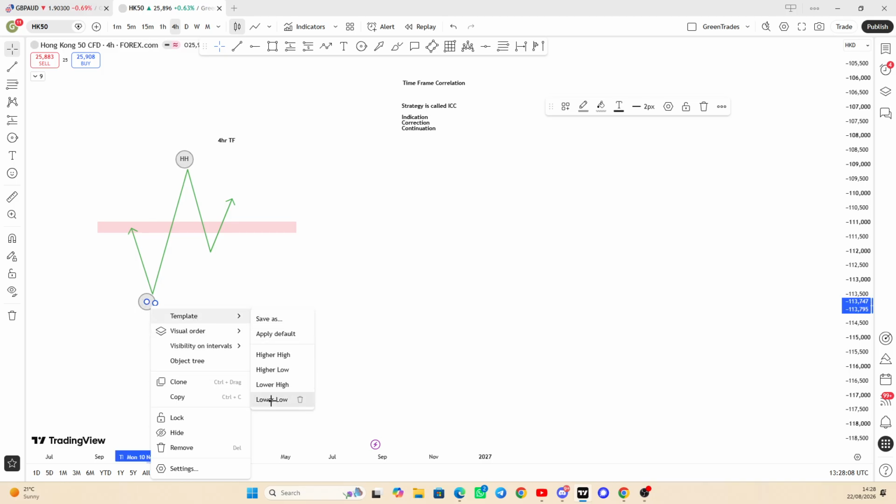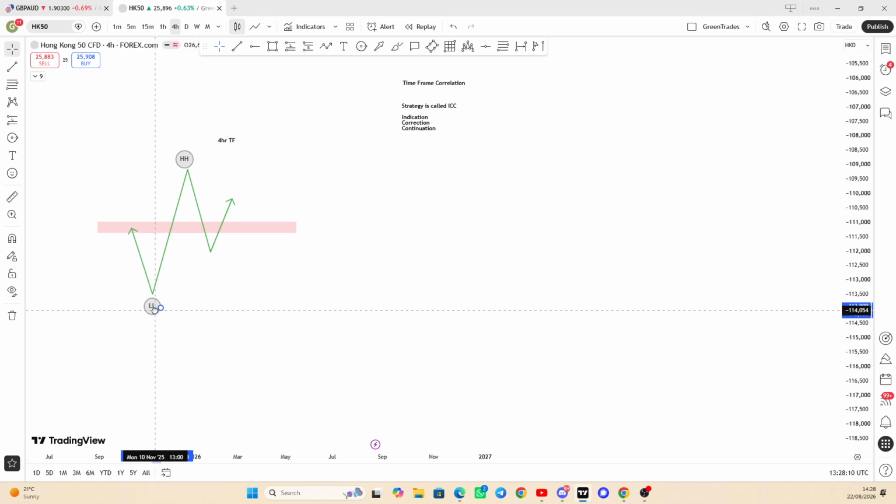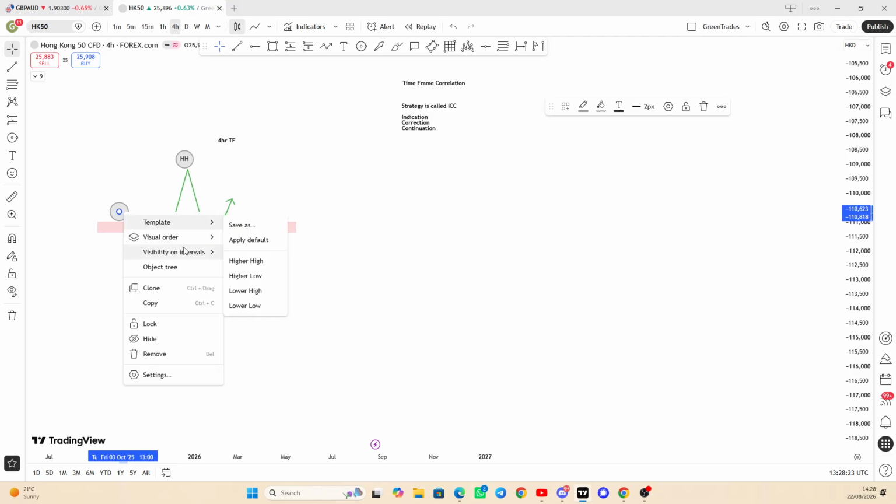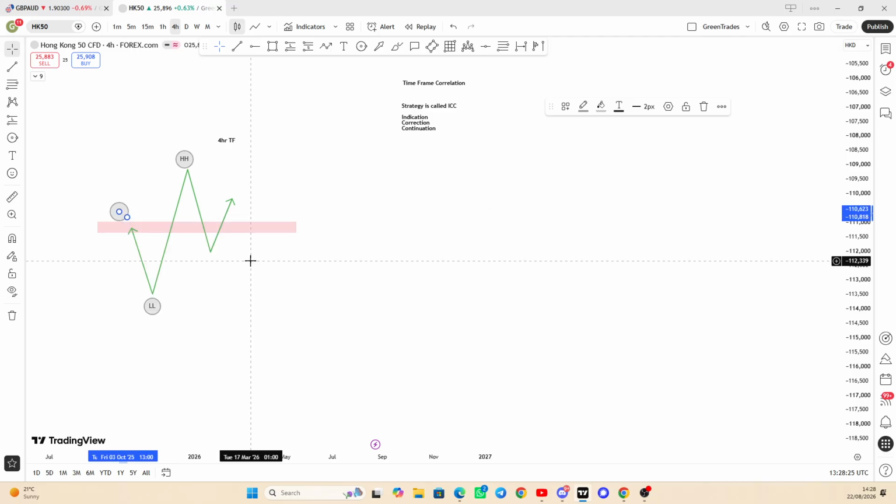These are templates that I made myself. You can do that yourself as well. That's the lower low, and that was the previous high, right? So this was the high that got broken by this high. So before this high, that was our higher high. So let's put that high there as well, just so you guys know. So this was our higher high as well.